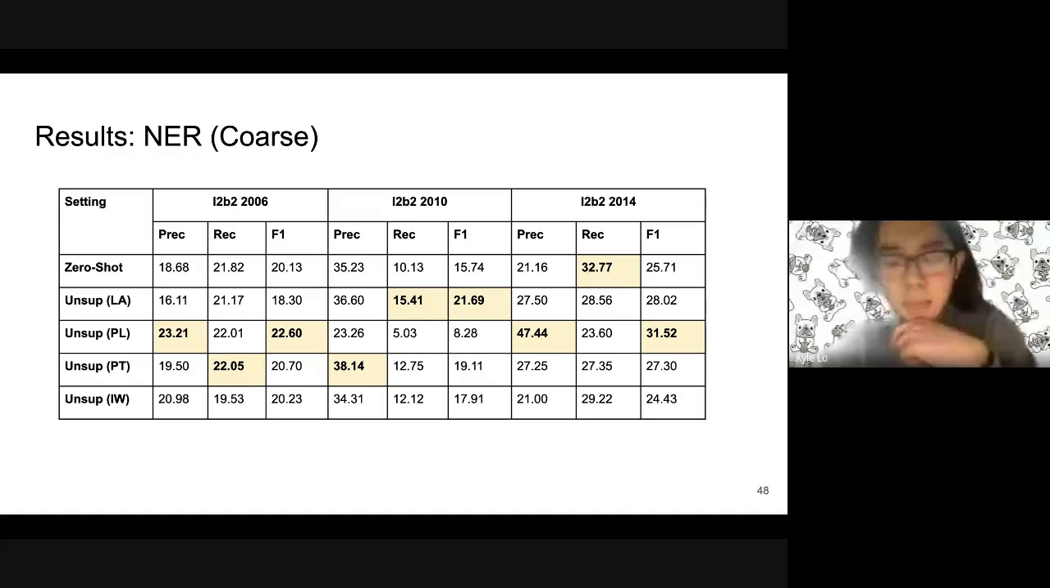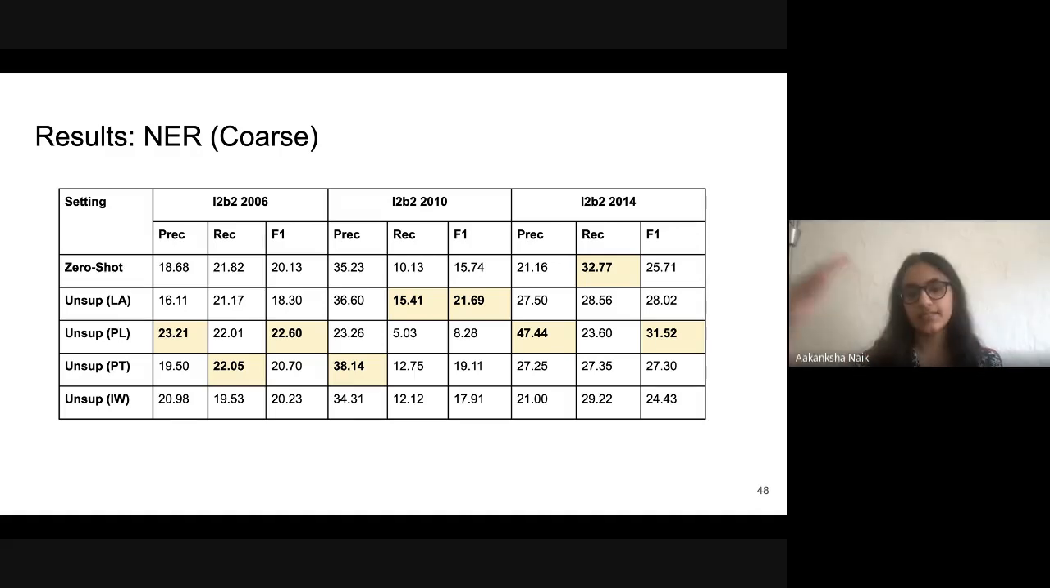I see. By splitting out these categories, I presume the task got easier, which explains the higher scores. On 14, yes. And 2010 is totally different because it's looking at medical entities.